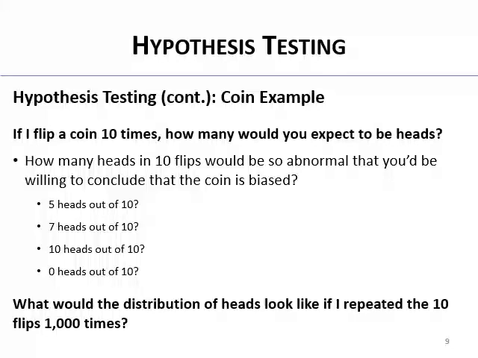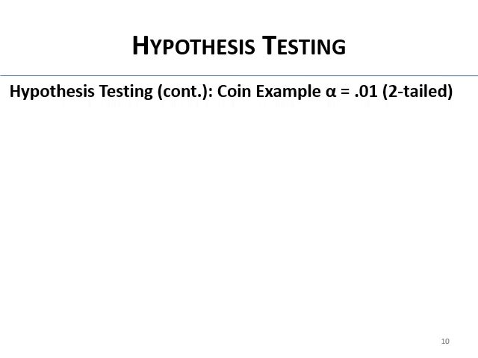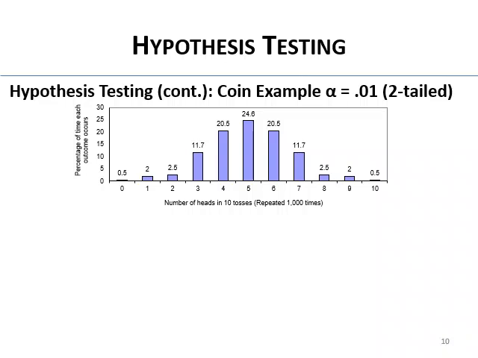So what would the distribution of heads look like if I repeated this 10 flips 1,000 times? What would you expect that to look like? Well, it turns out it's our old friend, the normal distribution. So here's an example of a two-tailed hypothesis with an alpha of 0.01 using coin flips. This is what it looks like. So the actual distribution of heads for a coin tossed 10 times, and you do that 1,000 times.